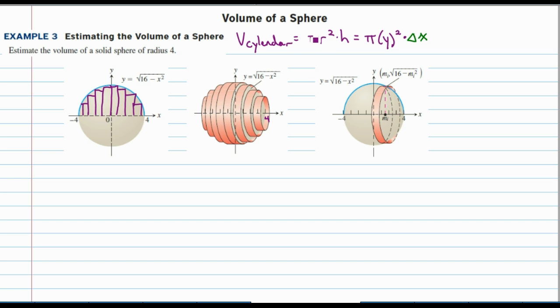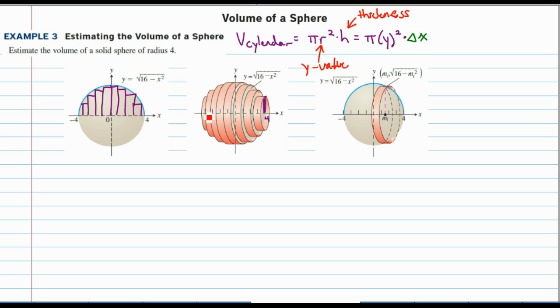Okay, well, the volume of a cylinder is pi r squared times h. I'm going to call the radius of this sphere the y value, and then the height is going to be kind of the thickness, or really in this case delta x.